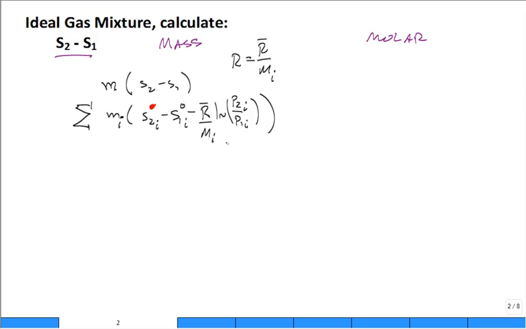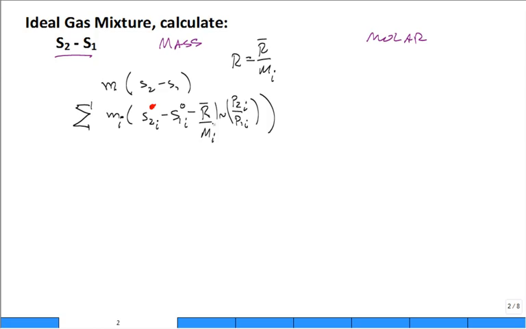If it's already in a gas mixture, it's a partial pressure. If it's a pure state, then it's the pressure because it's pure. It's 100% by itself. The mole fraction is 100%. And then likewise, typically it's a mixing process at the end, state 2. P2I is the partial pressure of that component in that final mixture.